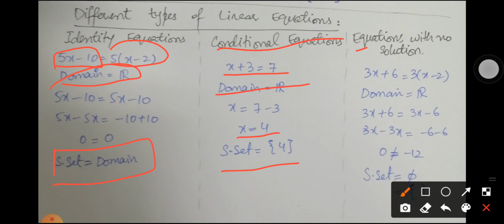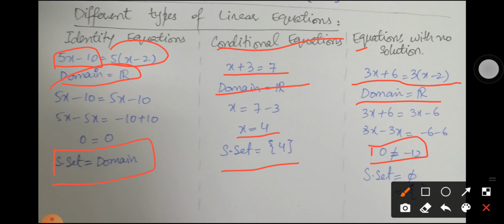Now consider the equation 3x plus 6 is equal to 3 into x minus 2. Clearly its domain is the set of all real numbers, and when I solve the equation, I get the statement 0 not equal to minus 12. As we know, this is not a true statement, that is, 0 is not equal to minus 12. In such equations the variable vanishes and at the end we get a false statement, so such equations have no solution.